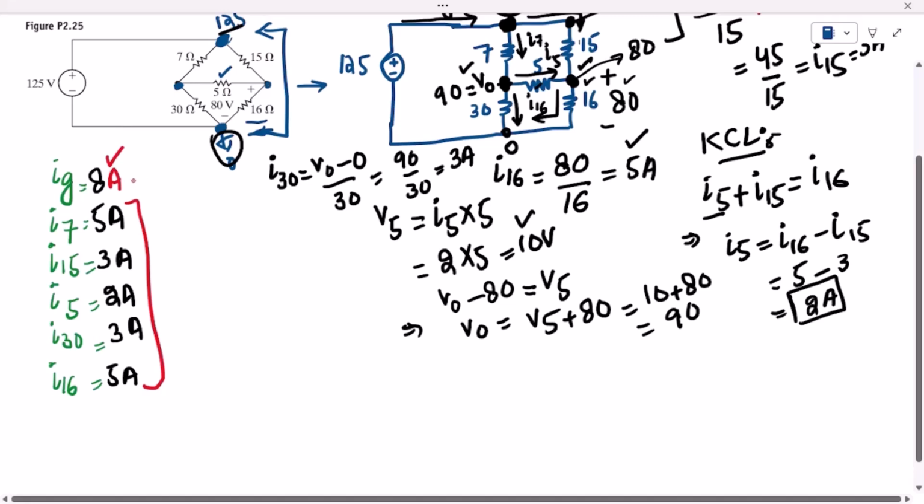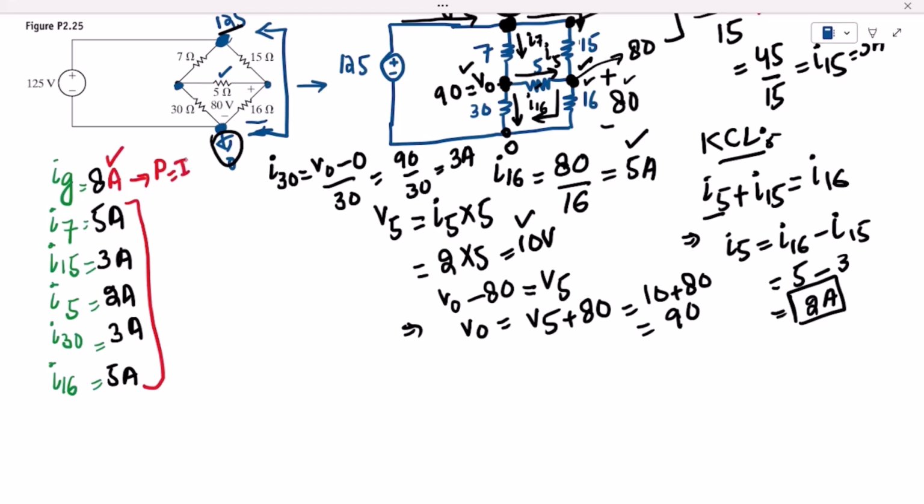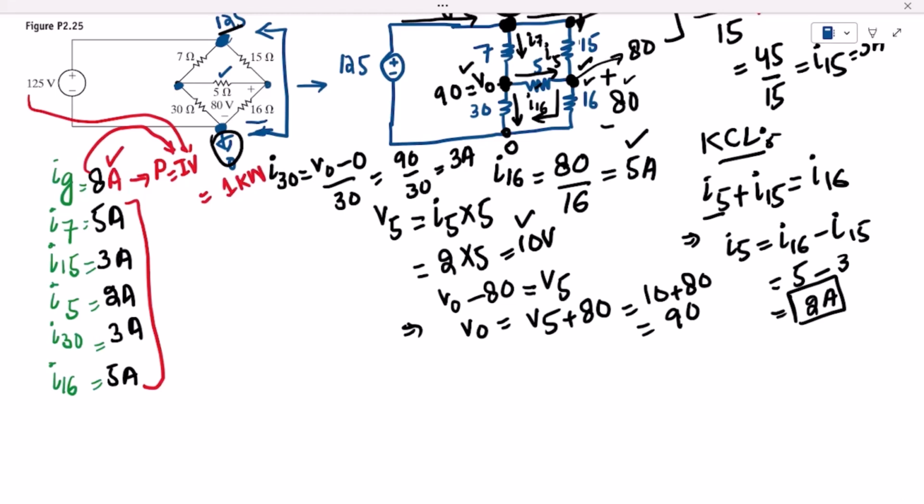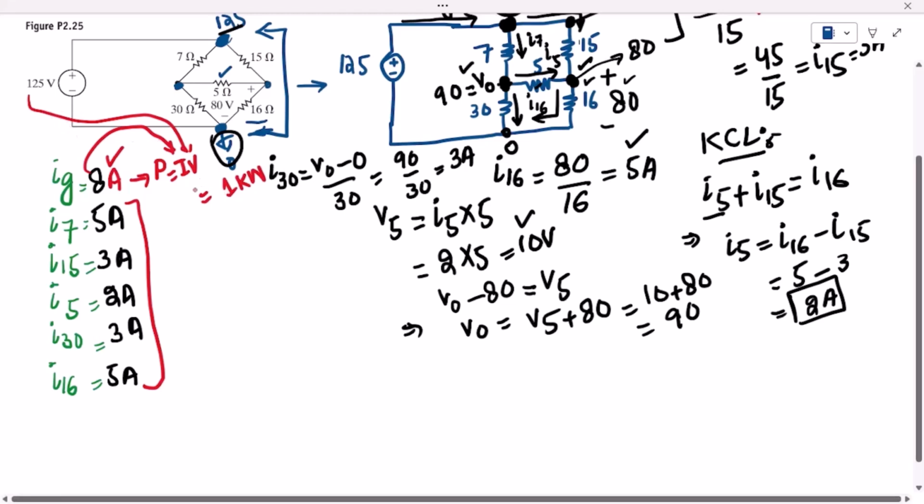Because this is the source current, for finding the source power we can use the formula P equals IV. The current is known, the voltage is known: the voltage is 125, the current is 8. 125 multiplied by 8 gives 1 kilowatt, or 1000. You can multiply it and you will see that it is 1000 watts.